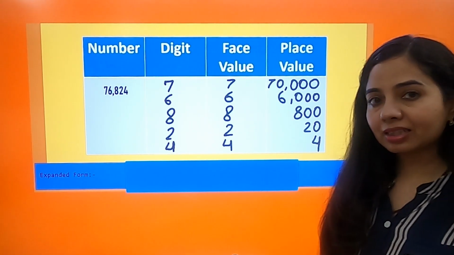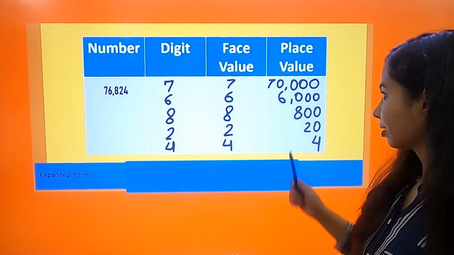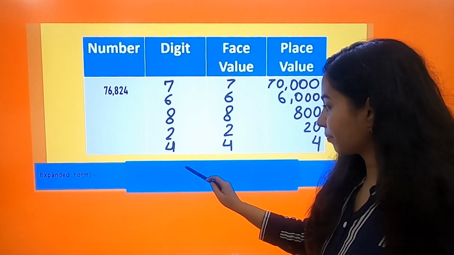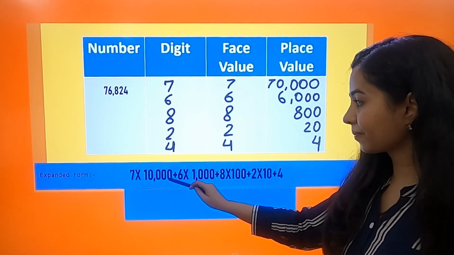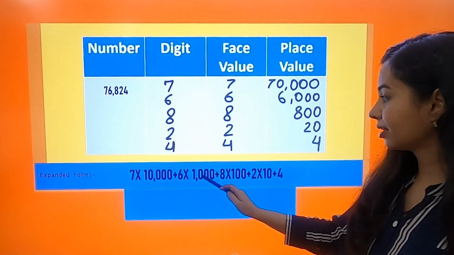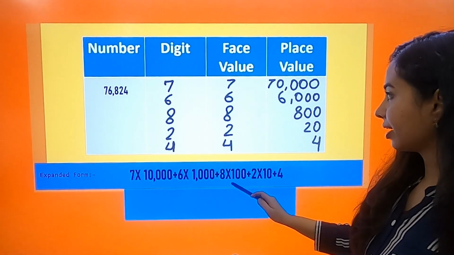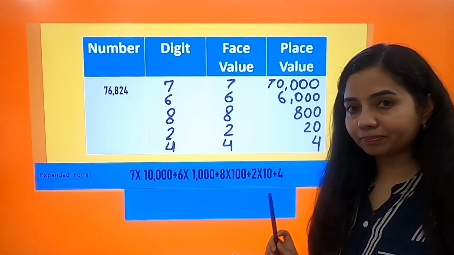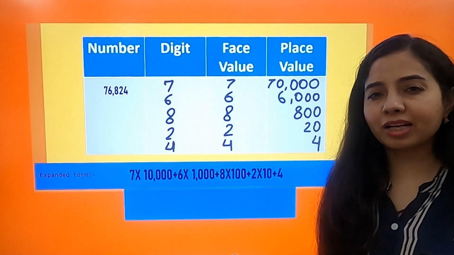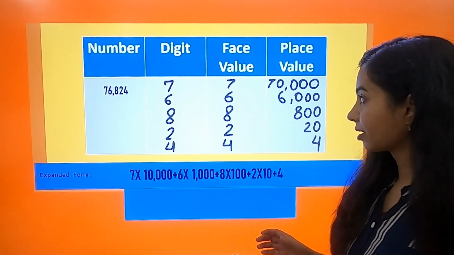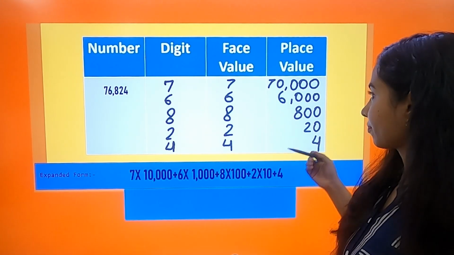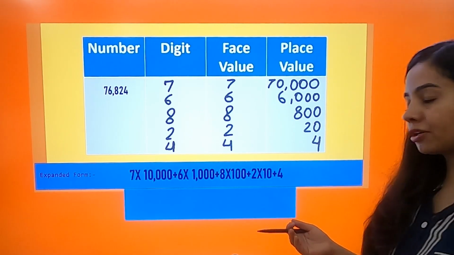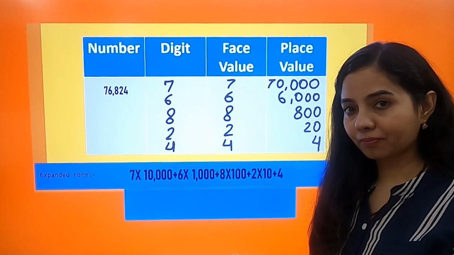If we have to write this number in the expanded form, the digit 7 was getting multiplied by 10,000. So we can say 7 into 10,000, 6 into 1,000, 8 into 100, 2 into 10 and 4 into 1. You may or may not write 4 into 1 for the units place. So both will be correct. So here is the expanded form. Similarly, you can write expanded form of any numbers in this way, right?